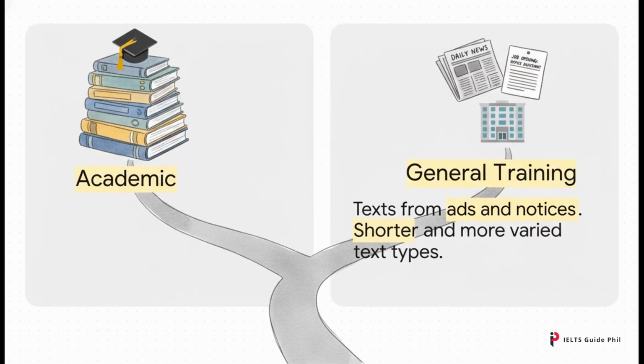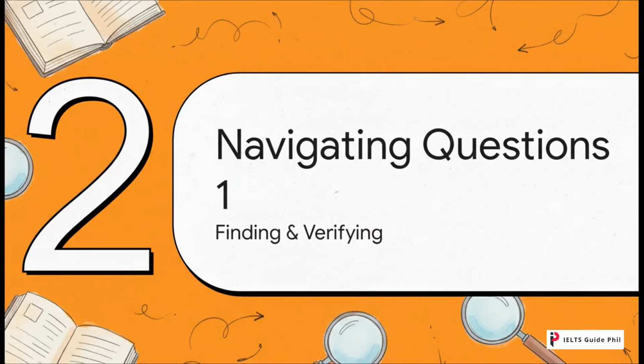Now, which path are you on? This is important. The academic module uses these dense, scholarly texts from journals and magazines. The general training module, on the other hand, pulls from more everyday stuff, like workplace notices or ads. The strategies we're going to cover apply to both, but knowing your module helps you focus your practice on the right kind of material. All right, let's get right into the heart of it, the question types.